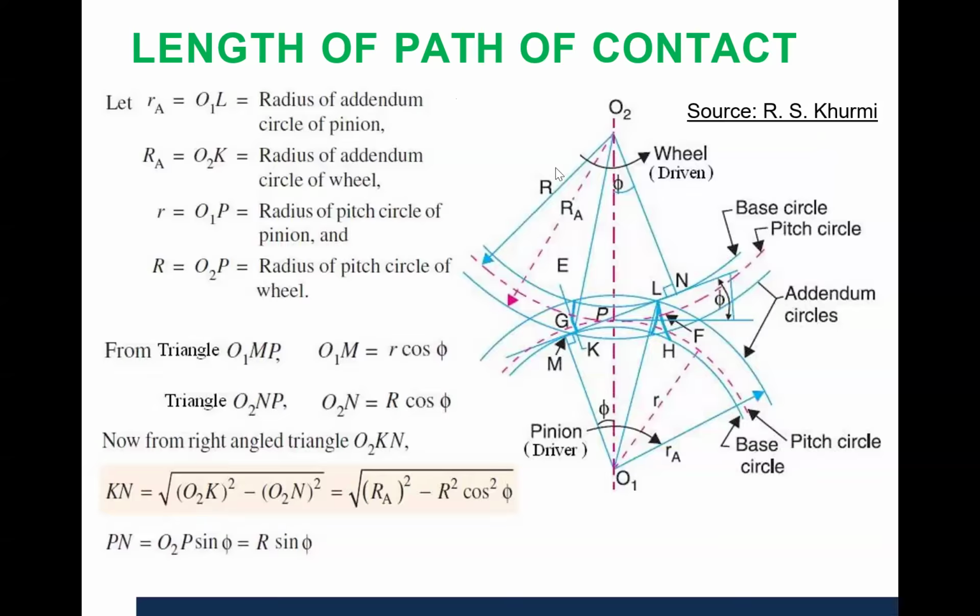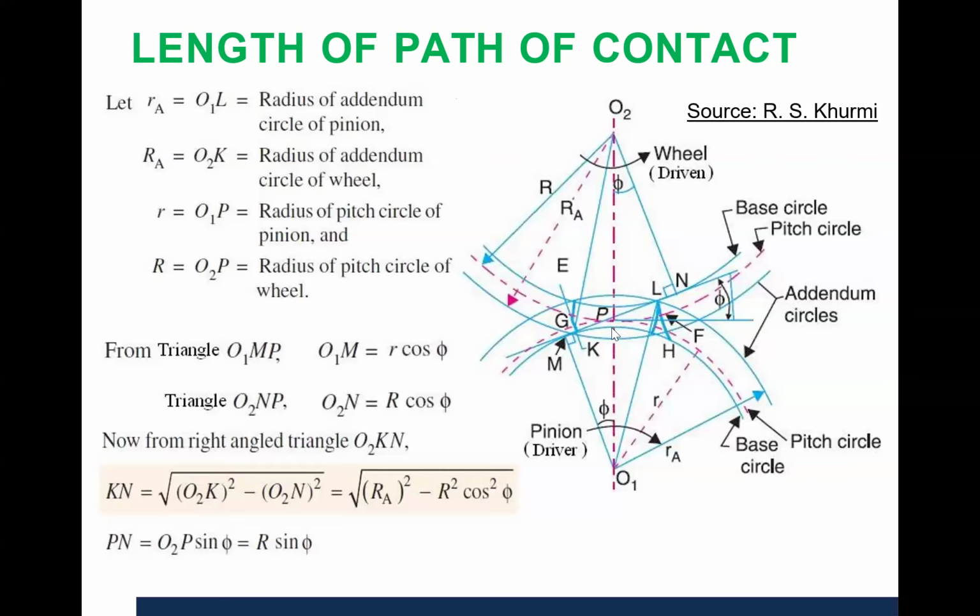If you take triangle O2KN, then we can write KN squared is equal to O2K squared minus O2N squared. Now what is O2K? This is Ra. What is O2N? R cos phi. So simply putting the values of the addendum radius and the O2N distance, we get the KN value. KN is given by the square root of Ra squared minus R squared cos squared phi. So we are defining KN in terms of the addendum radius of the gear and the pitch circle radius of the gear.